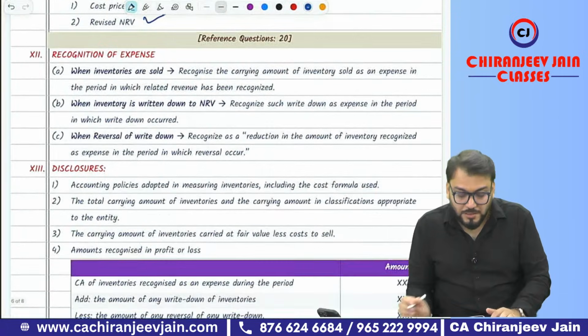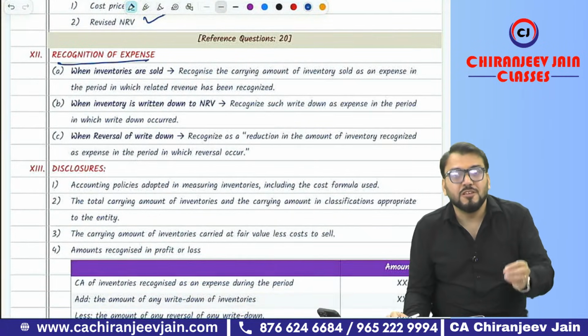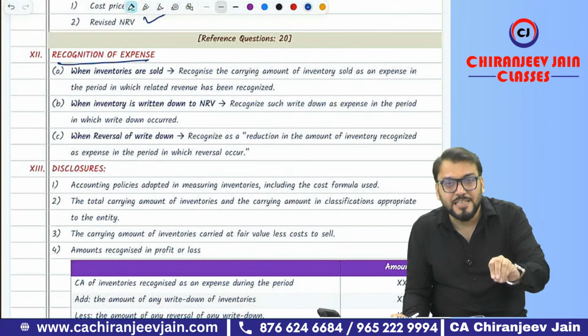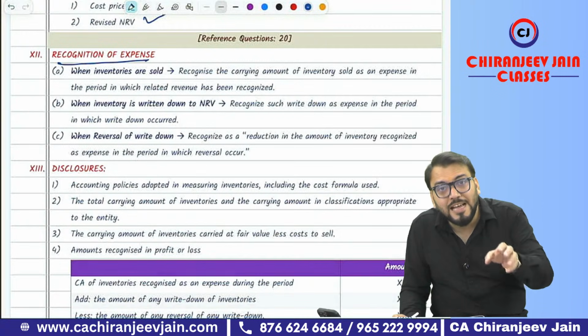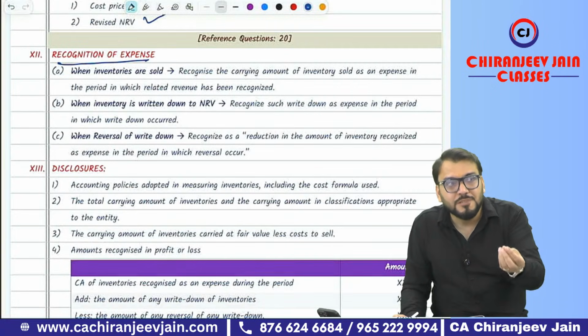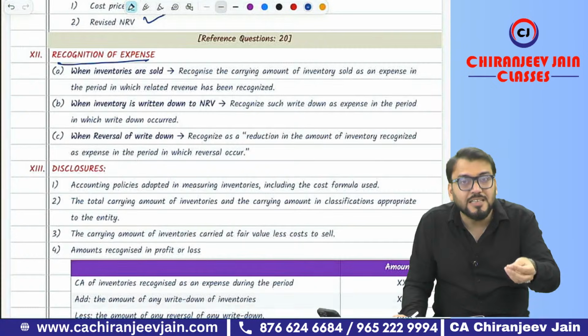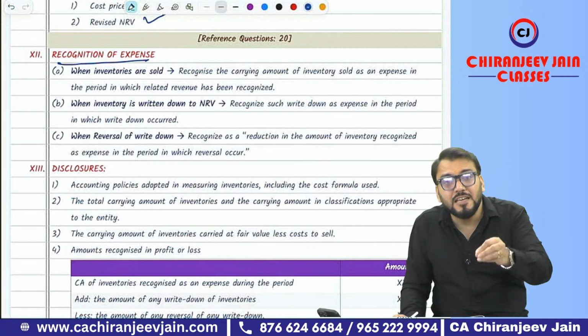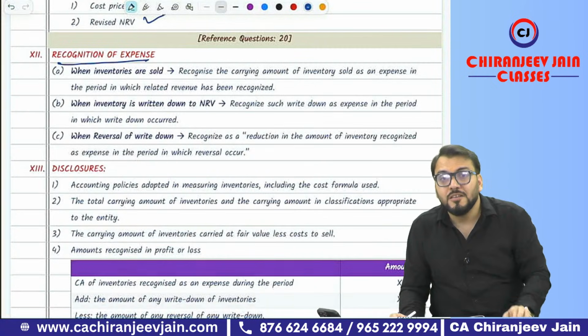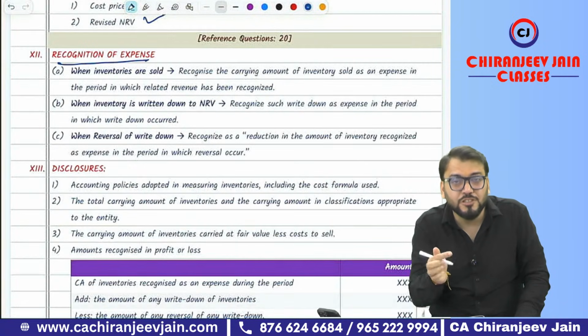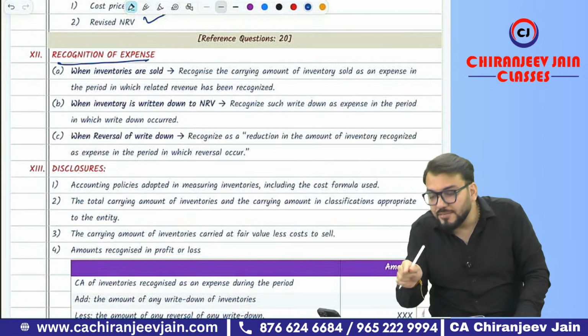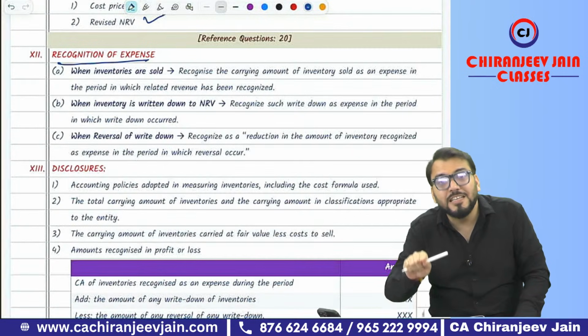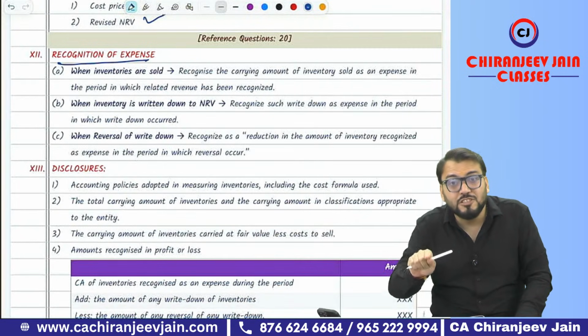Understood? Now, coming to recognition of expense. When to recognize inventory as an expense? It is as simple as this: once the inventory is sold, the carrying amount of inventory will be charged to PL as an expense as per the matching concept. Means, can I say inventory will become an expense in the year of purchase, or in the year in which inventory is sold? Can you give me the answer for this?